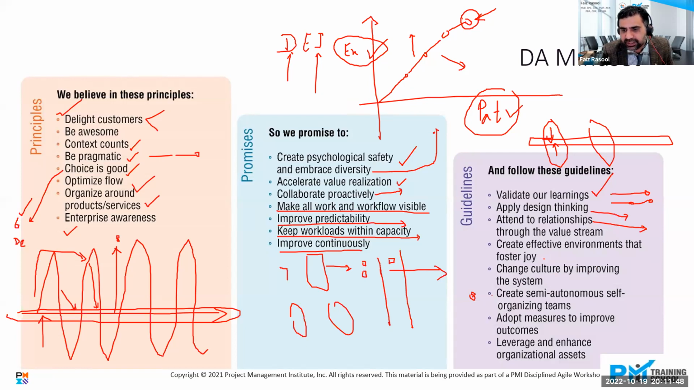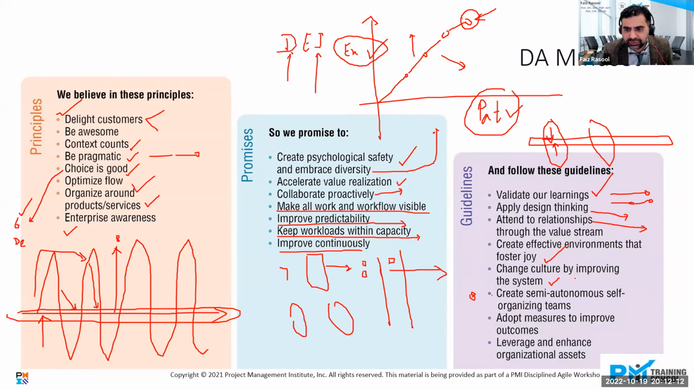Create an effective environment that fosters joy, where self-organizing teams can be born and people love to work. We really don't want our people to leave. Change culture by improving the system. You know, culture eats strategy for breakfast.